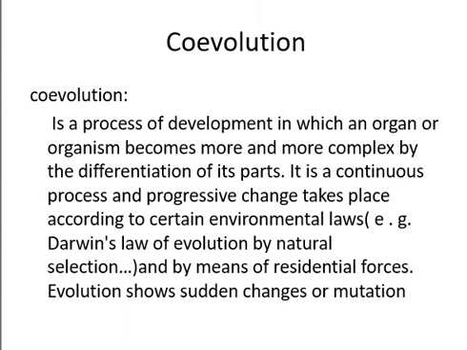Now we see what is coevolution. Coevolution is a process of development in which an organ or organism becomes more and more complex by the differentiation of its parts. It is a continuous process and progressive change takes place according to certain environmental laws, for example Darwin's law of evolution by natural selection, and by means of residential forces. Evolution shows sudden changes or mutations in the organism's body.